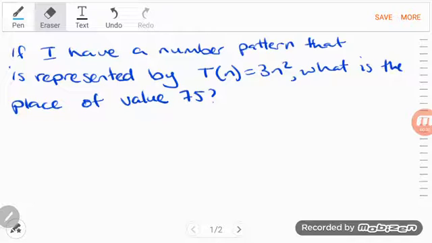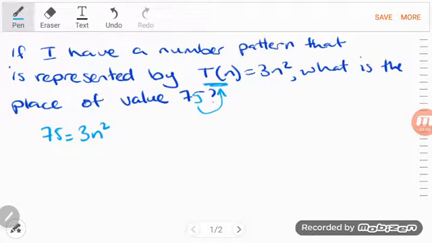So likewise, in this, we're given the value 75 as our value number. So that means t of n up here is going to be replaced by 75. So, first step, let's rewrite this equation with our number in. 75 is equal to 3n squared. So we've got some number that we square and then we multiply by 3 to get 75.